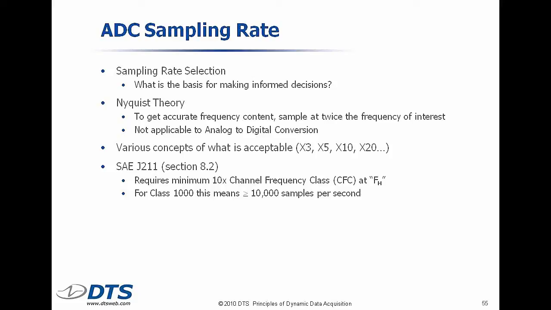Now, does SAE J211 say I have to use 10,000? Absolutely not. It just says you have to use at least a 10-to-1 ratio between the frequencies you want to recreate and the sampling rate. A lot of labs these days are going to 20,000 samples per second because you simply get better fidelity on the data. Does it really matter in terms of injury calculations? Probably not for things like aerospace seat testing. But because the technology has evolved so well, why not have data that's collected with higher fidelity?